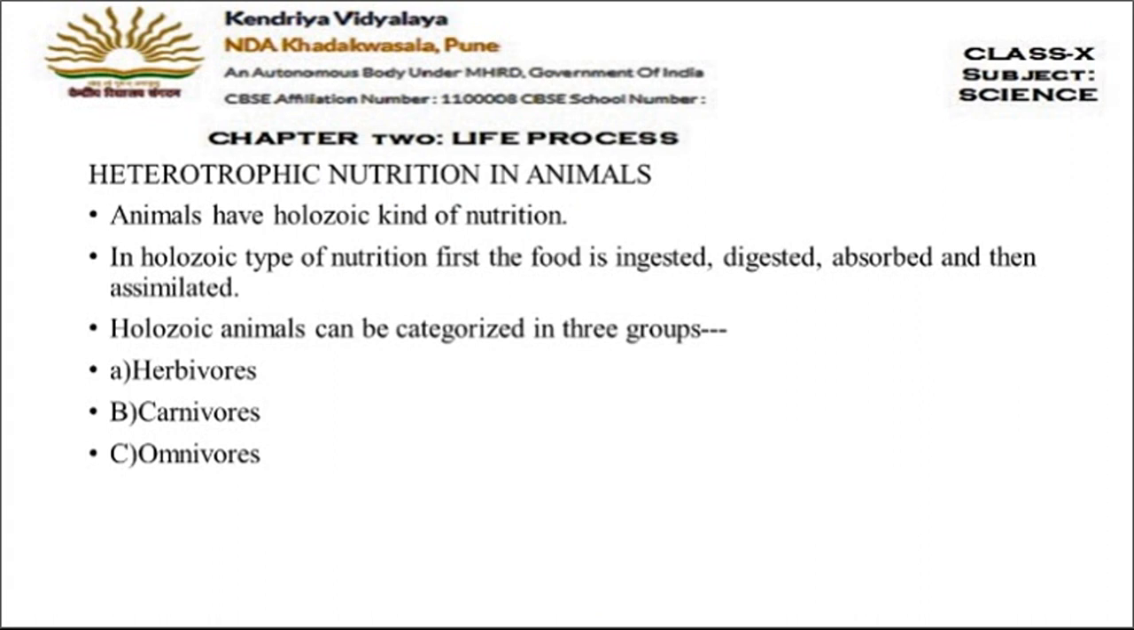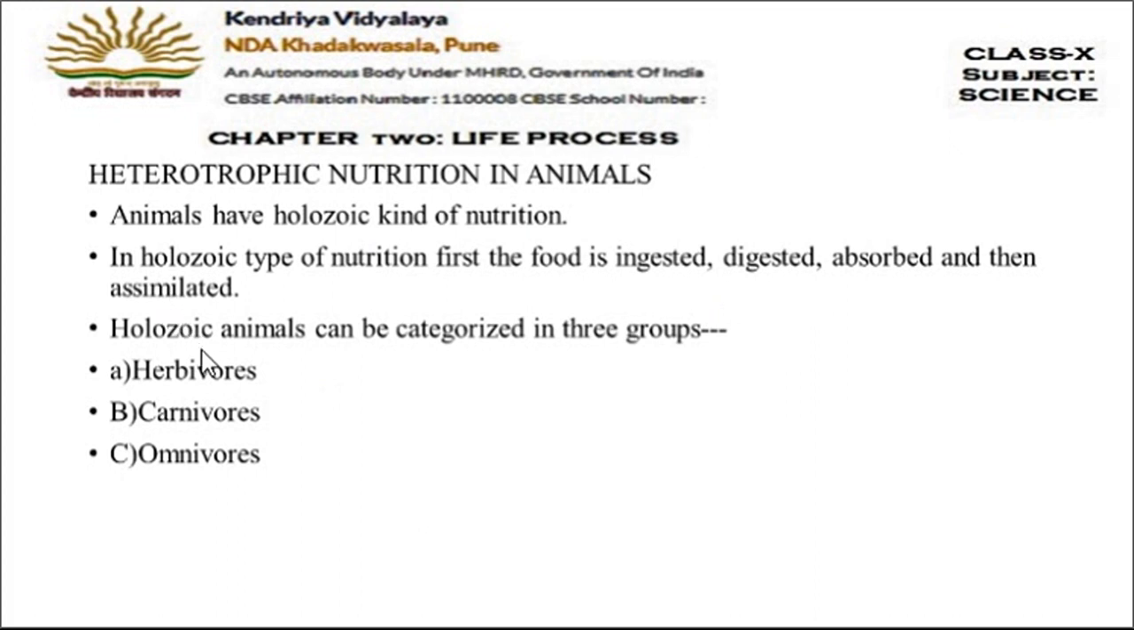Now, heterotrophic nutrition in animals. Animals are heterotrophic as they cannot prepare their own food. Many of the animals have holozoic nutrition. Holozoic means first the food will be taken inside and then digested, then absorbed, and then assimilated. So, in holozoic nutrition, first the food is ingested, digested, absorbed, and then assimilated.